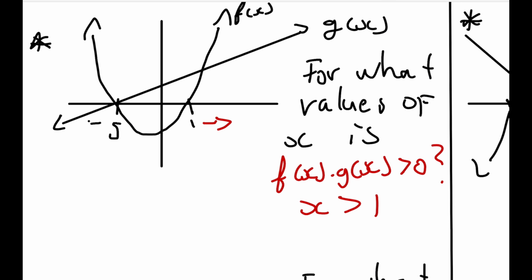For a question like this, it is therefore very important to take note of the x-intercepts, because we're looking for where graphs are either positive or negative. So the x-intercepts are important here of both graphs.